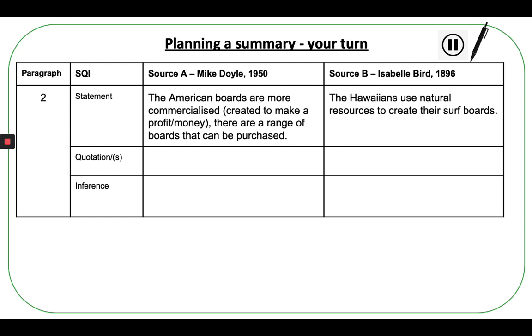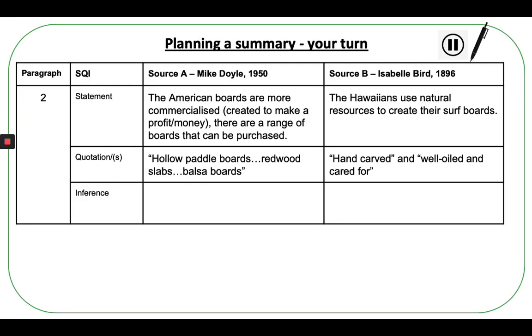Pause the video now. If, however, you are struggling still and you don't know what quotations you would choose, I'm going to continue to support you. I do advise you, though, to perhaps just look at my statement, read my quotes, get an understanding of how you make them, and then try and make your own. Here's a quote to support my statements. So for the American boards, we've got hollow paddle boards, redwood slabs and balsa boards, whereas the Hawaiian ones are hand-carved, well-oiled and cared for.